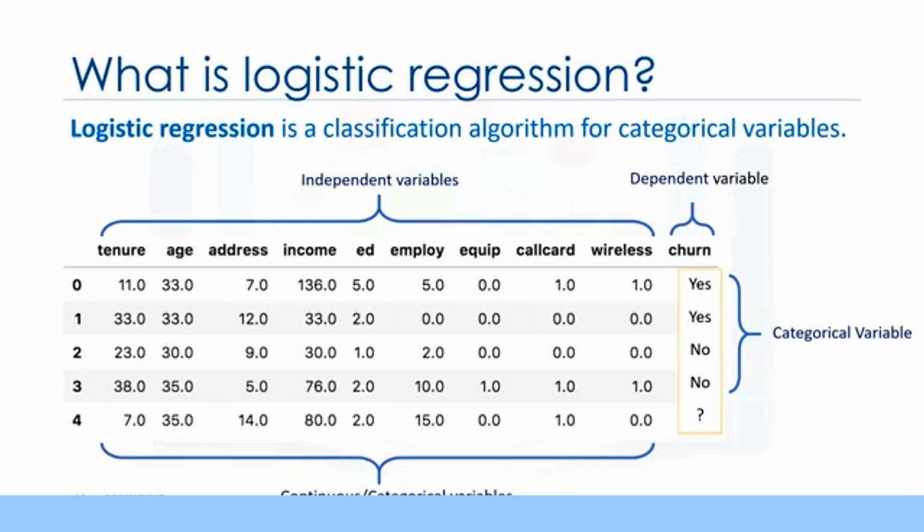If categorical, they should be dummy or indicator coded. This means we have to transform them to some continuous value. Please note that logistic regression can be used for both binary classification and multi-class classification, but for simplicity, in this video, we'll focus on binary classification.